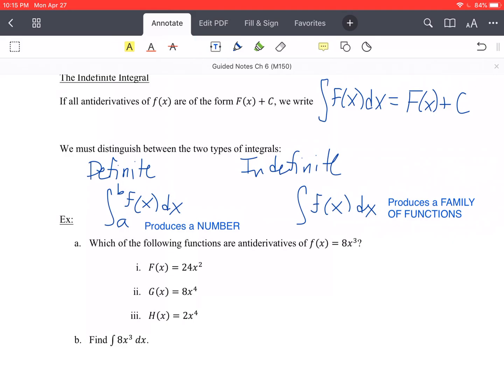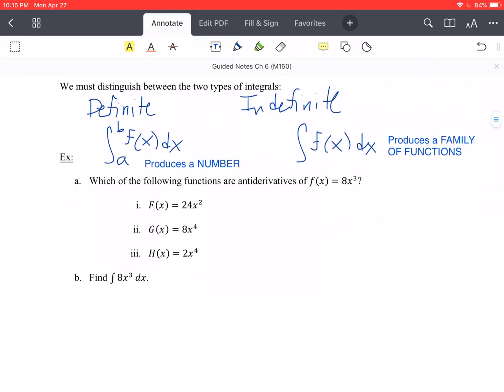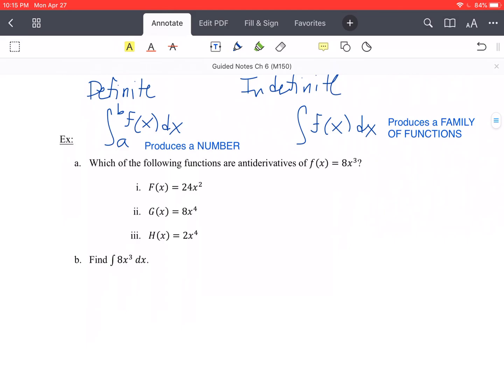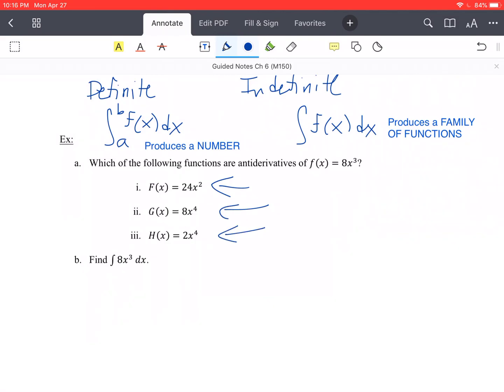Okay, so let's look at some examples here. Which of the following functions are antiderivatives of f of x equals 8x cubed? So we're checking which of these three are an antiderivative of this function, 8x cubed. So in other words, the derivative of one of these functions, or any of them, is 8x cubed. Okay, so again, antiderivative of this being one of these tells us that the derivative of one of these is 8x cubed. So let's just take the derivative of each of these.